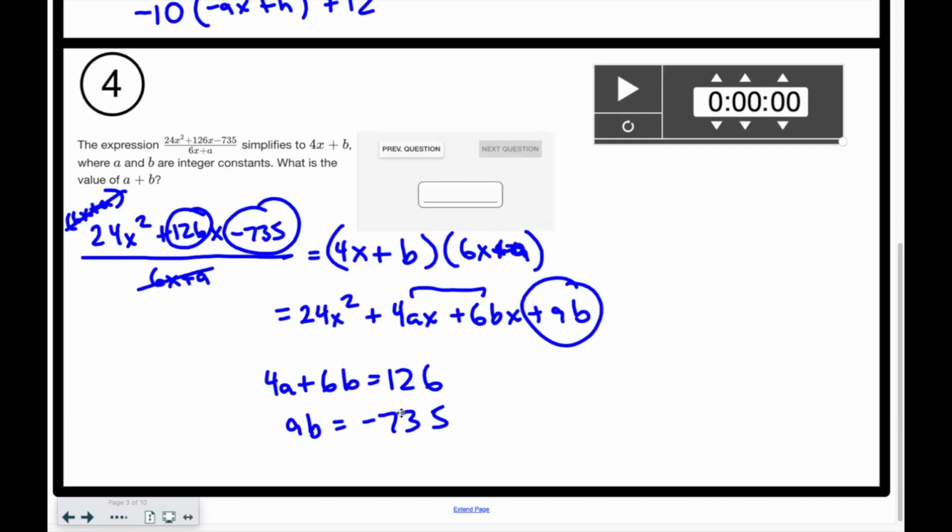So we get to that step, and what we have to realize is, I'm just writing this down because I'm about to use Desmos. We don't want to have to solve a system like this by hand. It's more work than it's even worth, especially on the SAT. So what I have here is a system to help me find a and b, and then I'm going to add a and b together. So I'm going to jump over to Desmos.